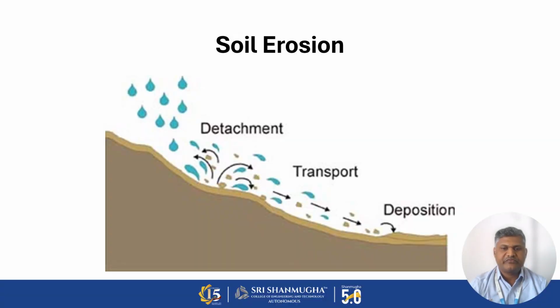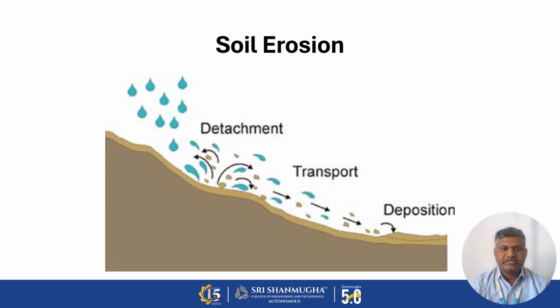Soil erosion is defined as the movement of soil particles from one place to another place. This is done by three processes: detachment of the soil particle, transportation of the soil particle, and the deposition of the soil particle.